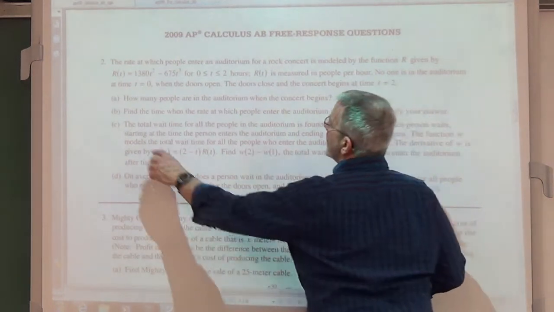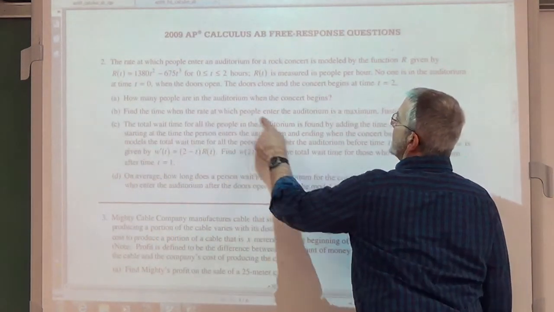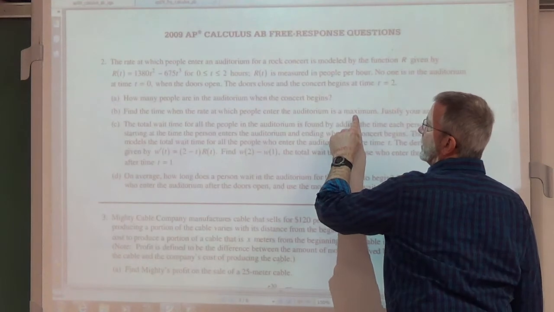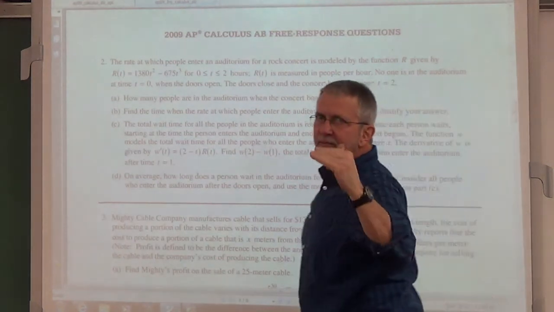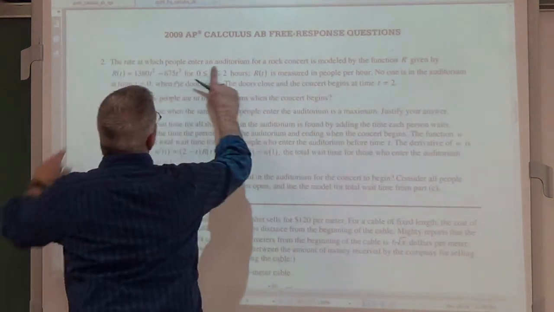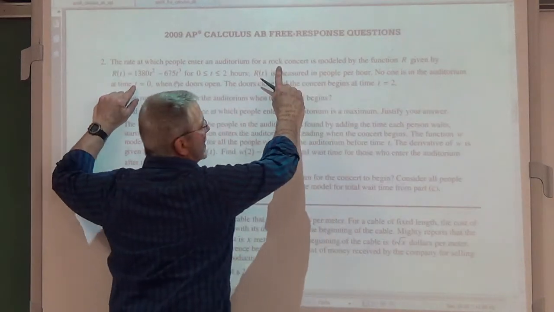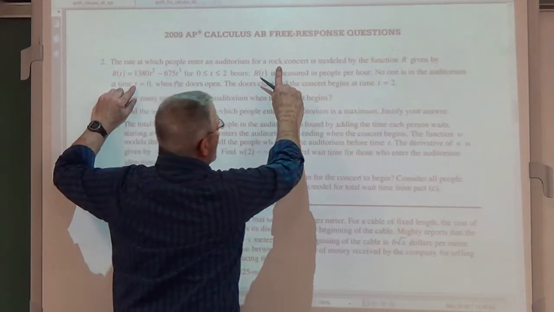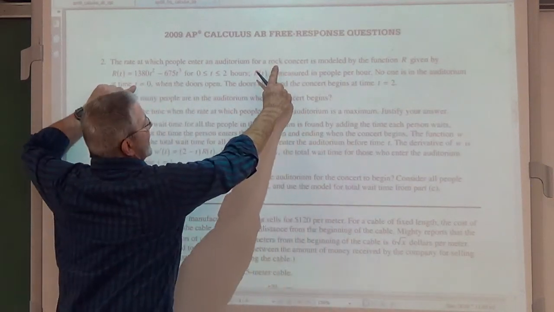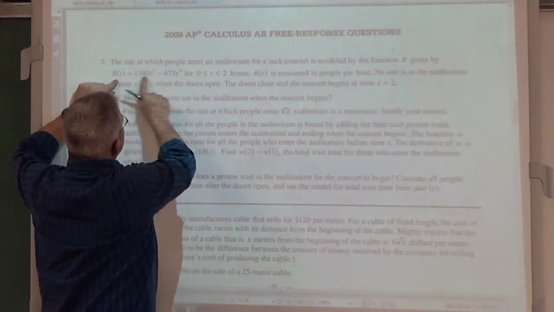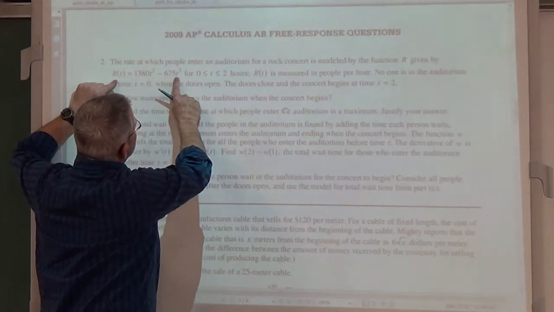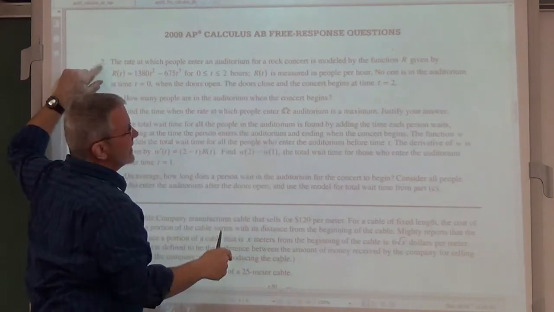It never will. But I want to find the time at which the rate at which people enter the auditorium is a maximum. Read the problem very carefully. The rate at which people enter an auditorium for a rock concert, done that a lot, been there, woo! The rate is given by this function right here, between 0 and 2.